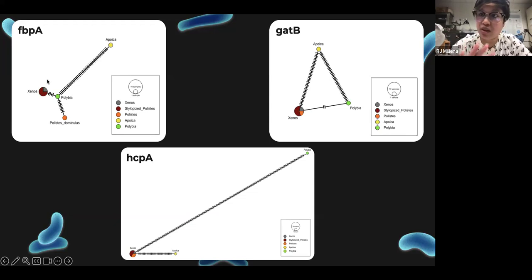FBPA is especially strong evidence because Polistes dominulus is a different species of host wasp in the same genus as our host wasp, and it had some differences. So even though the other two genes don't reflect that, it could be due to multiple factors, and there were some small differences, but they don't come out at this scale in the haplotype map.